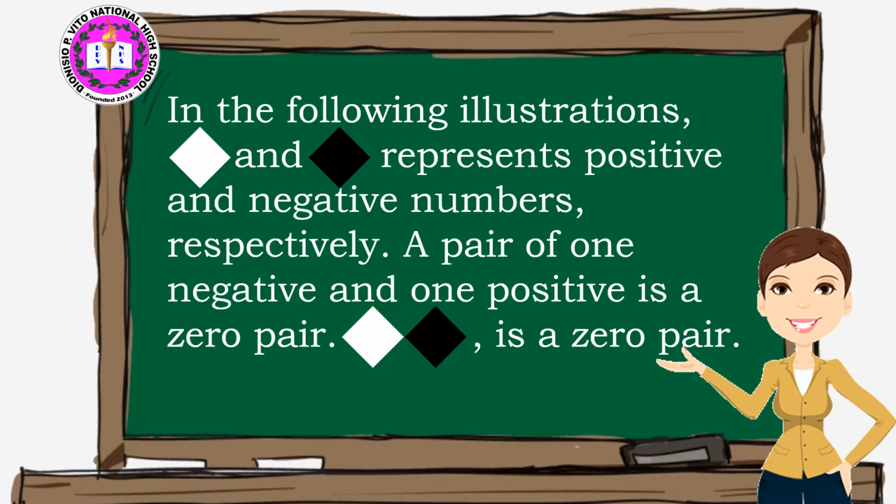So in the following illustration, the white diamond and black diamond represent positive and negative numbers respectively. A pair of one negative and one positive is a zero pair. So we have one white diamond and one black diamond. So that is a zero pair.